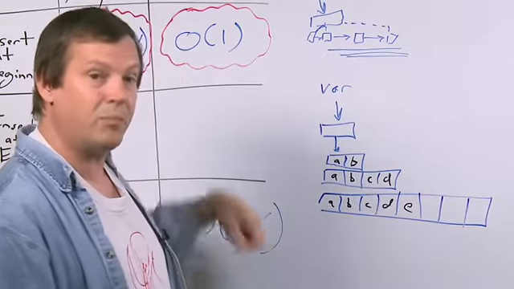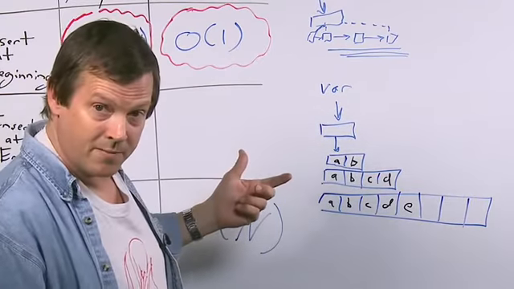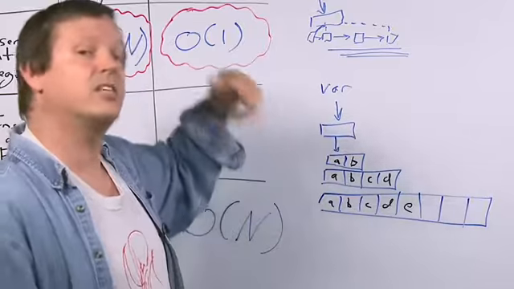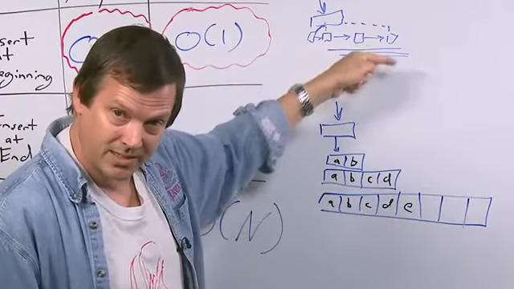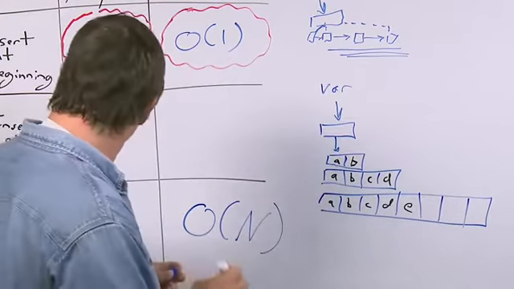Another way of saying that is if you make the linked list twice as big, accessing the middle element takes twice as long because you have twice as many little boxes to follow.